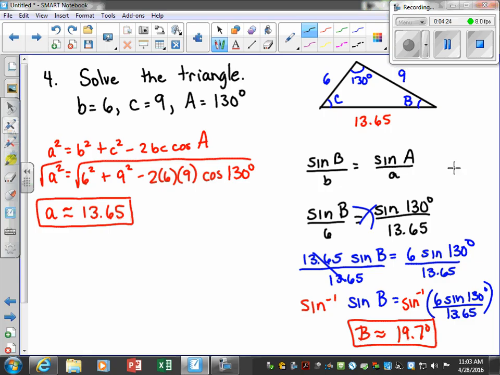And of course, when we're just finding our last angle, which is what, angle C, I'm going to take angle A, which is 130 degrees, add angle B. We're going to determine angle C, but we know all of them together should add to 180, so C is approximately 30.3 degrees.